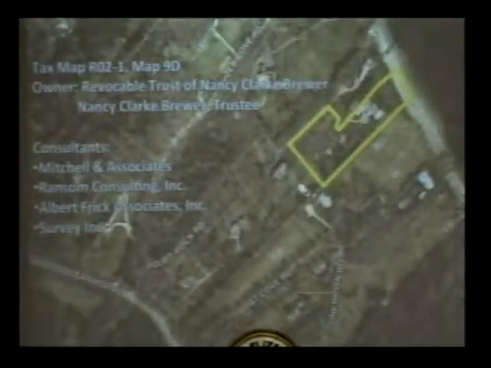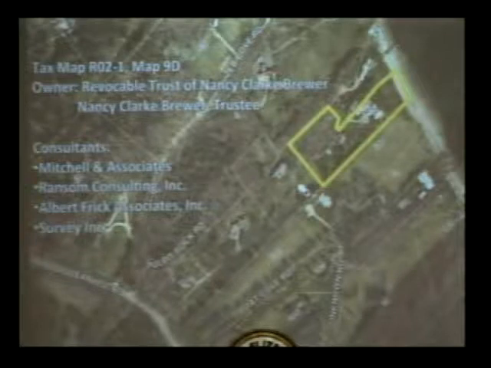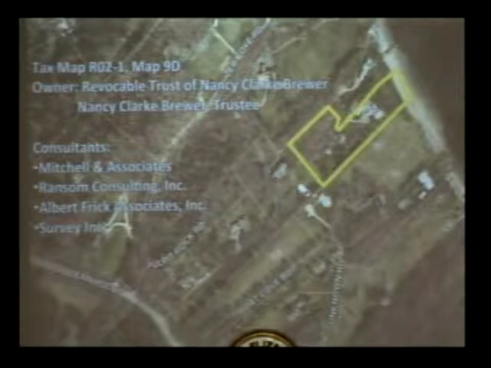Let me just back up a bit here and say, as I said, that's lot 90 here. That's the site. Pulpit Rock Road starts out here and works its way through this property and ends up at this lot right here.